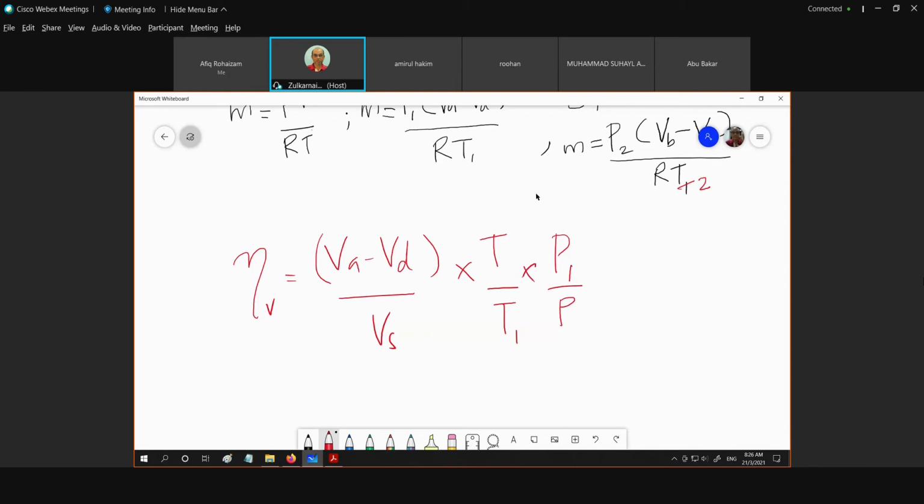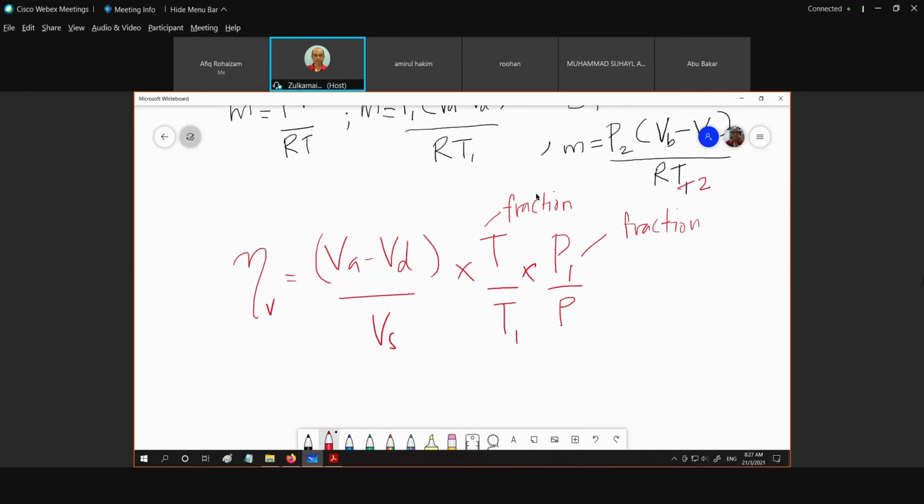Tadi kita lihat mana yang besar ni? T1 besar ke T besar? T1. So maknanya kalau T1 besar, this is a fraction. Betul? P1 dengan P, mana besar? P lagi besar. This also a fraction. Pecahan yang kurang daripada 1.